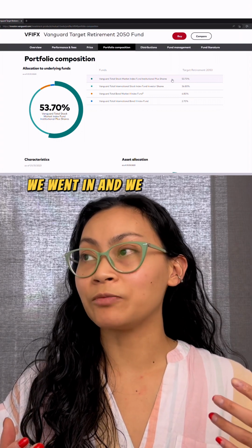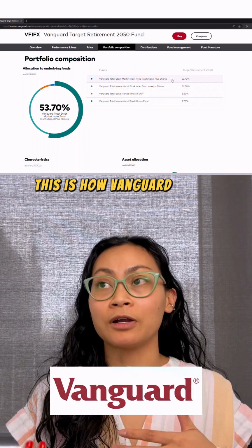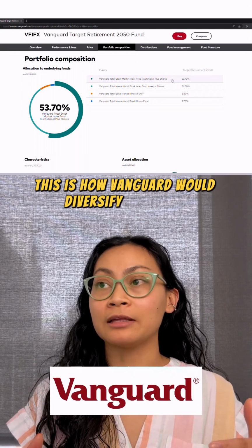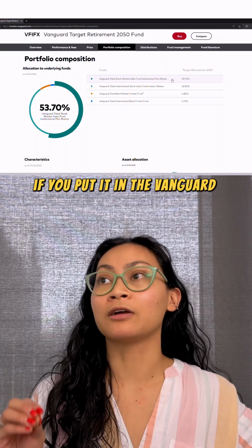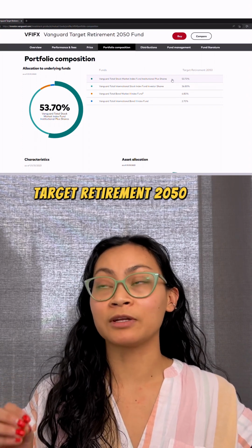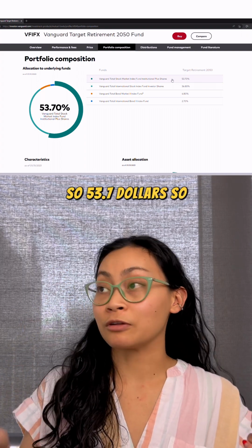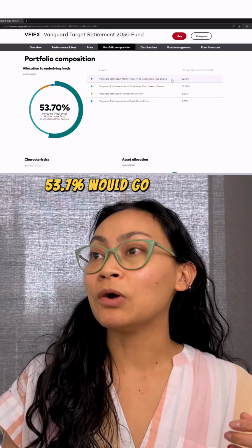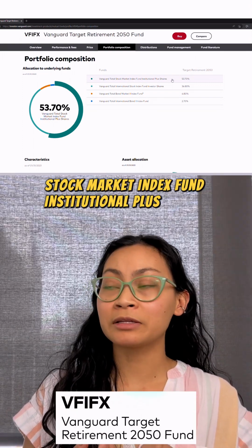So if today we went in and we put in $100, this is how Vanguard would diversify that $100 if you put it in the Vanguard Target Retirement 2050 fund. So $53.7, so 53.7% would go into the Vanguard Total Stock Market Index Fund Institutional Plus shares.